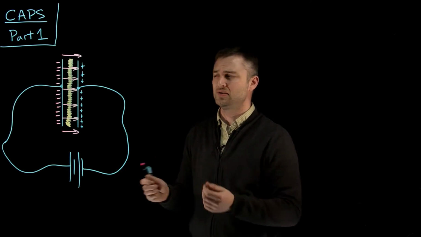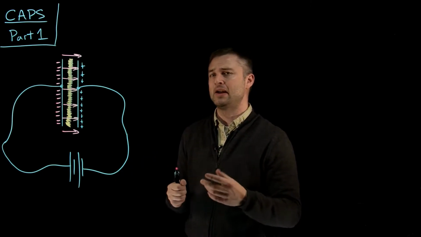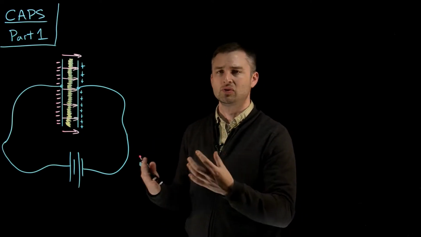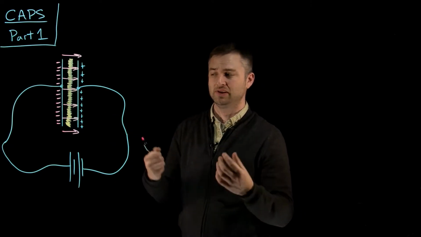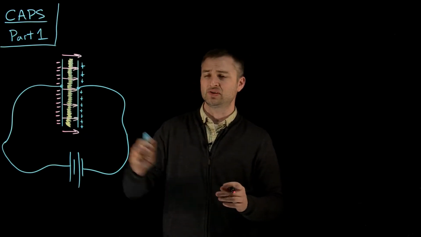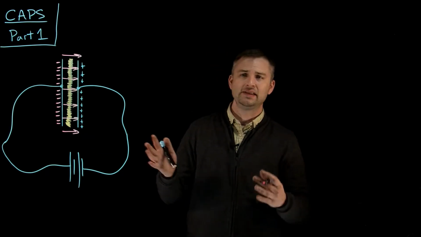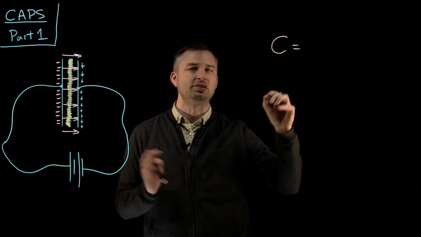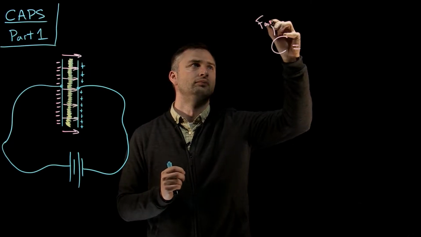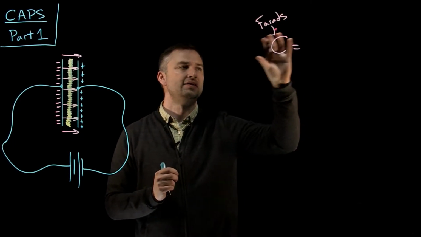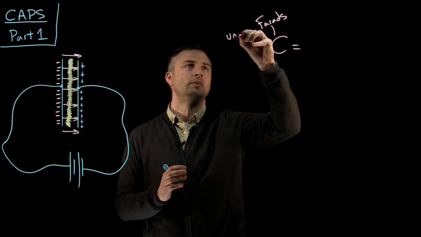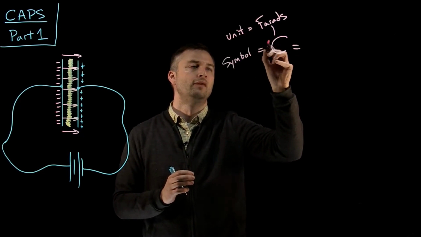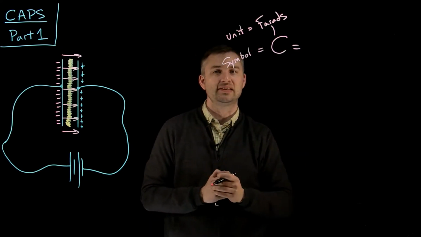We'll be storing energy in the electric field, and that's how we use a capacitor in DC or AC. We use it to store energy, and that will be within the electric field. All right, so let's take a look at the physical properties of the capacitor and see how they will affect it. The capacitor itself is going to be measured in farads, and that is the unit. The symbol for capacitance is the big C.